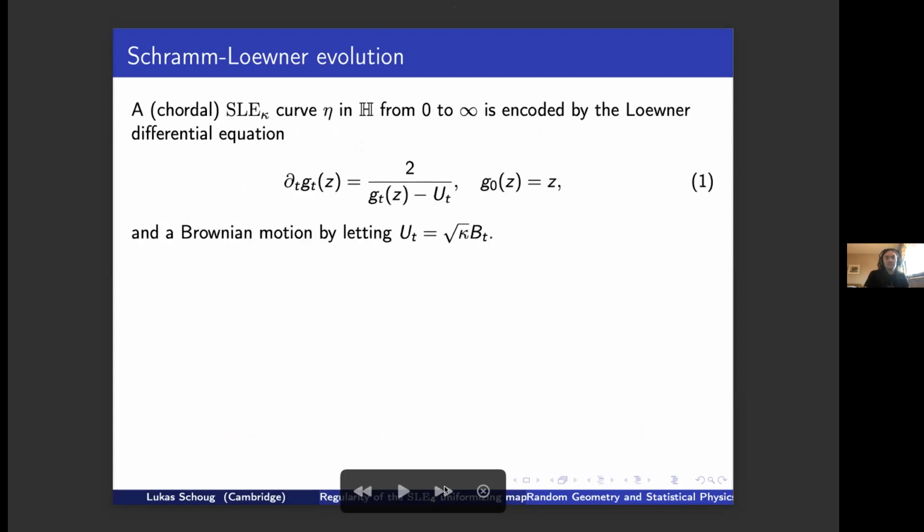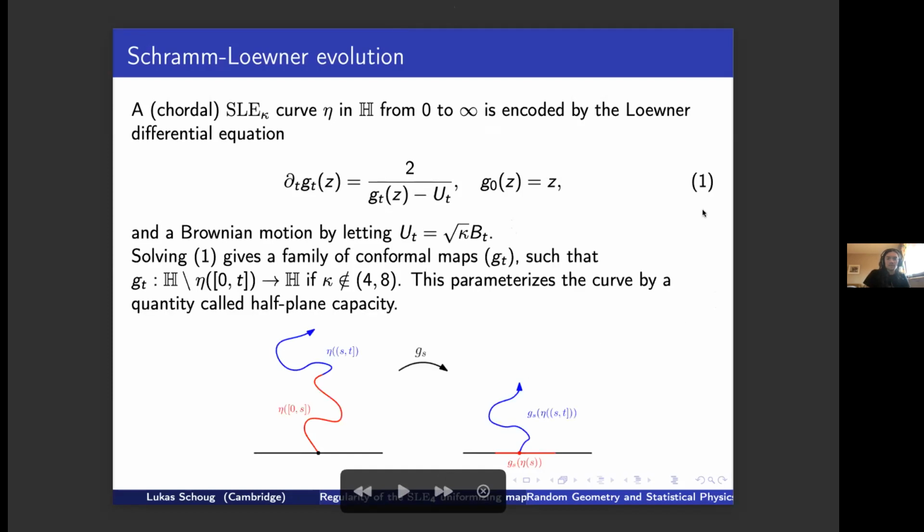So the way that we go about defining them is that we consider the Loewner differential equation, which is given here. And then we just plug in the function U_t given by square root of kappa times the Brownian motion. And when doing so, we solve the differential equation and we get a family of conformal maps such that, considering kappa less than 4 just for simplicity, they take the exterior of the curve back to the upper half plane.